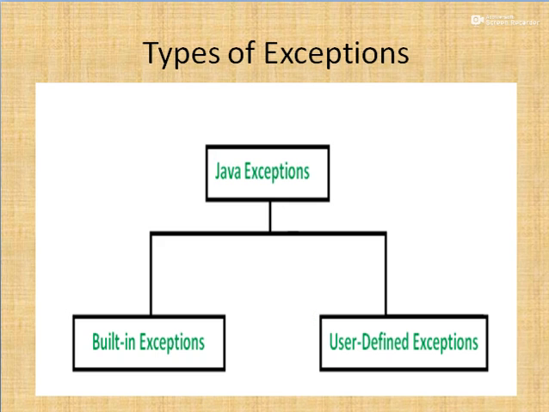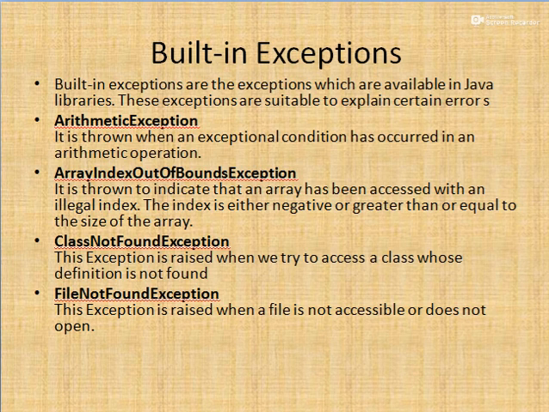Then we'll discuss the types of exceptions. Java exceptions are classified into two types. One is built-in exceptions and the other classification is user-defined exceptions. So Java can handle the exceptions which are already available, and the programmer can also handle their own exceptions. Built-in exception examples are arithmetic exception, array index out of bound exception, class not found exception, file not found exception, etc.